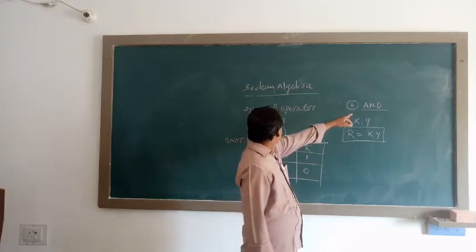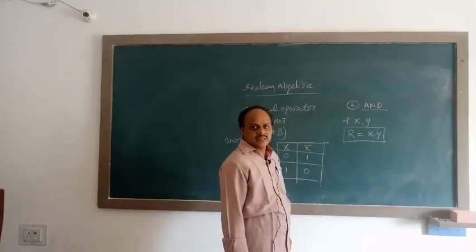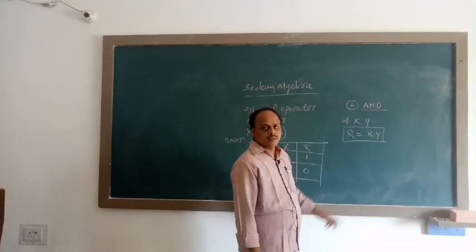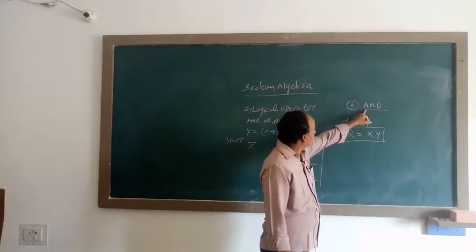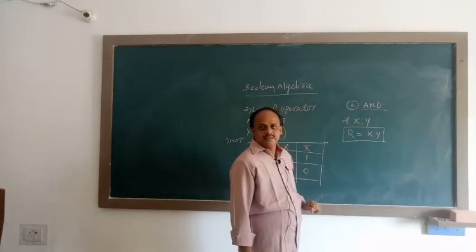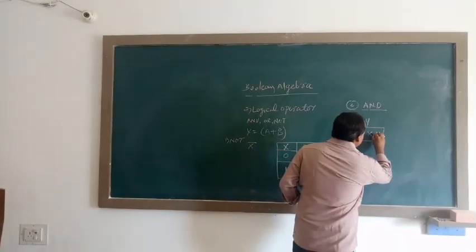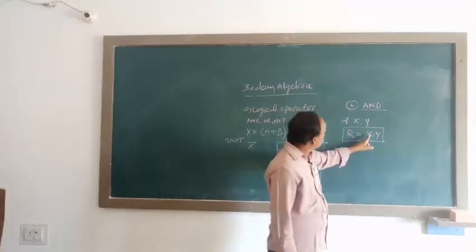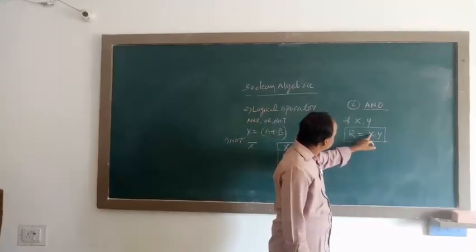See here, what is meant by logical AND operation? Logical AND operation is nothing but logical multiplication on given Boolean variables. This AND operator is denoted using the symbol called dot. X and y is denoted as x dot y.